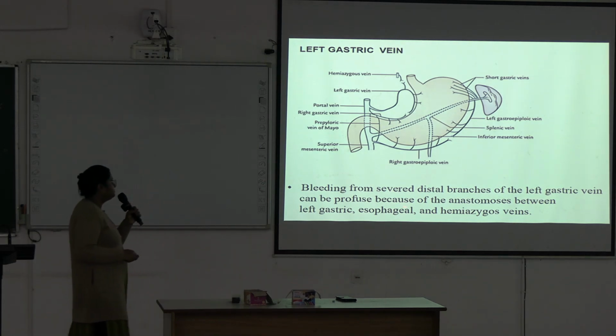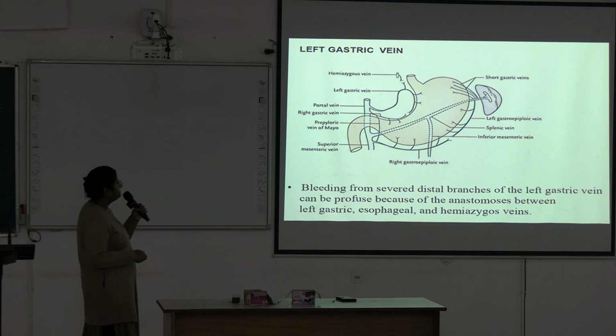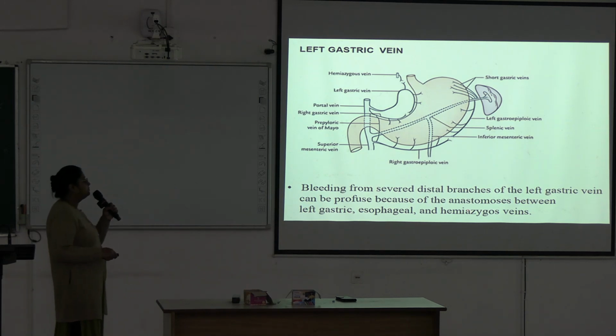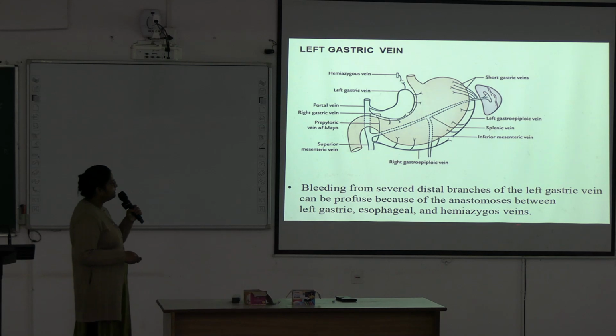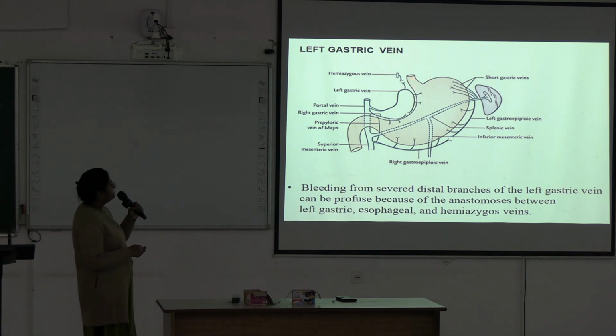So, bleeding from severed distal branches of the left gastric vein can be profuse because of anastomosis within the left gastric, esophageal, and hemiazygous veins. Okay, there is the anastomosis, left gastric vein along with the hemiazygous vein.